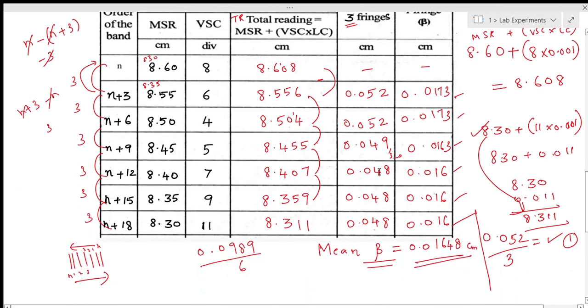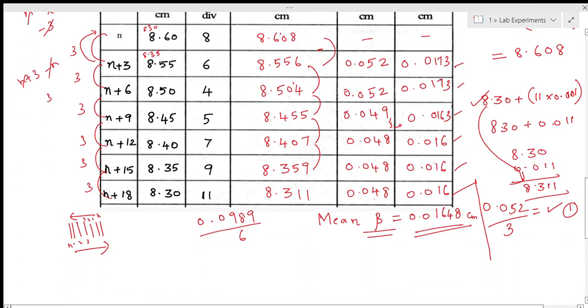Then taking the mean of all these 6 values. Add all the 6 and divide by 6. If you have 10 values, add all the 10 values and you will get a total value, divided by 10. Since I have only 6 values here, I have divided this by 6. So I got beta as 0.01648 centimeter.